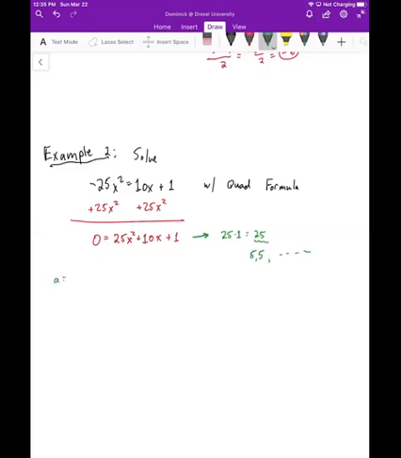In this case, our a is 25, our b is 10, and our c is 1. And in the quadratic formula, we get x is equal to negative, and I'm just going to fill it in this time. So negative b, which is negative 10, plus or minus the square root of 10 squared minus 4 times a, which is 25, times c, which is 1, all over 2 times a, so 2 times 25.